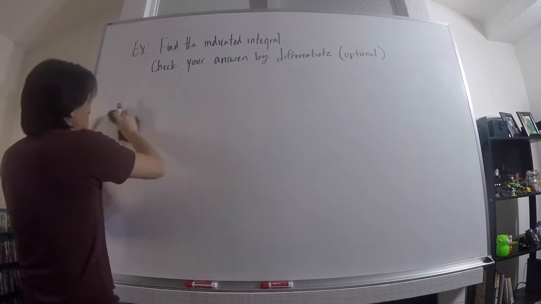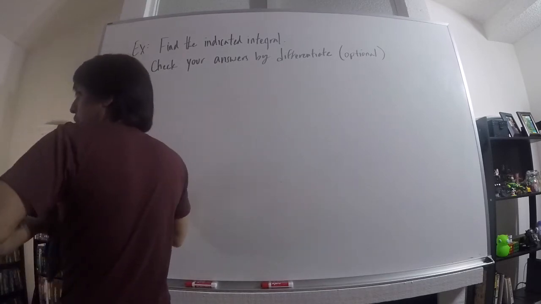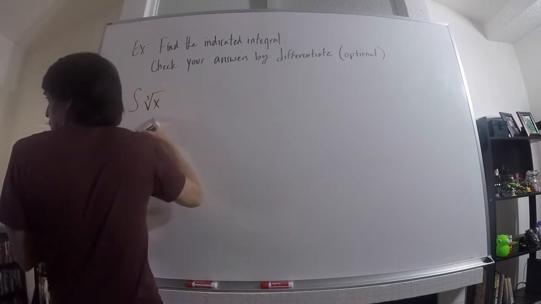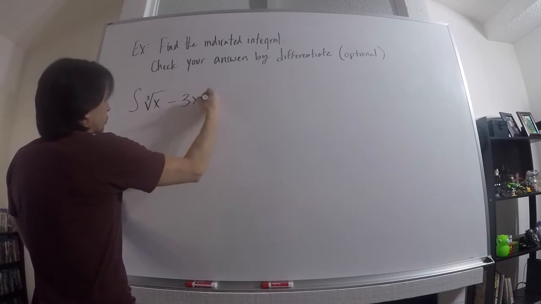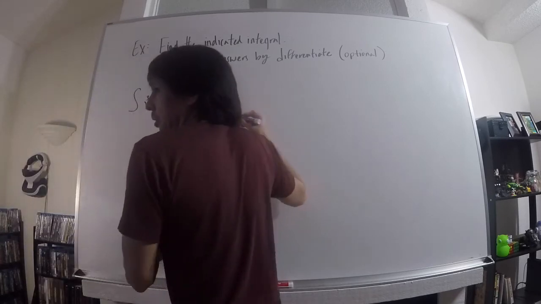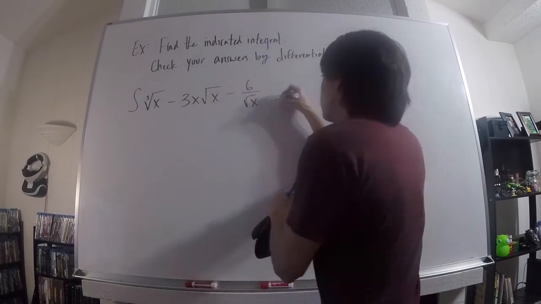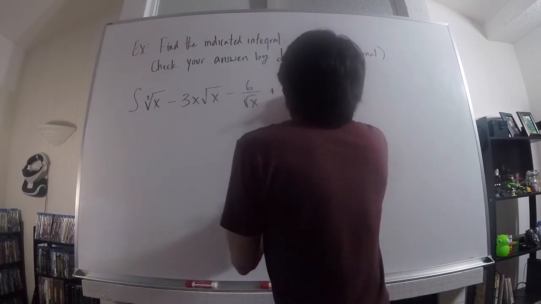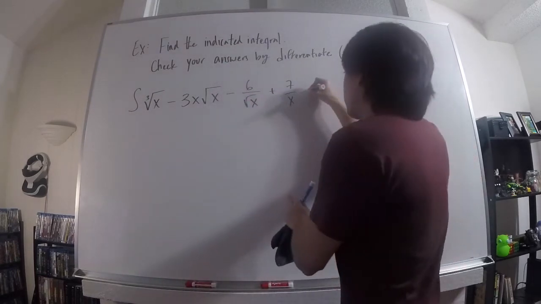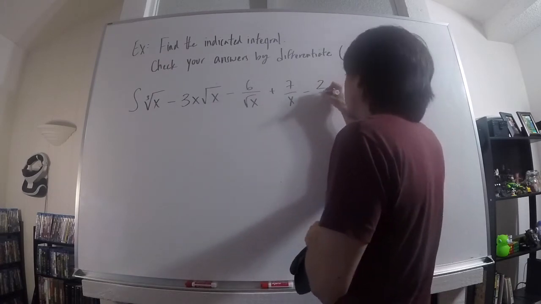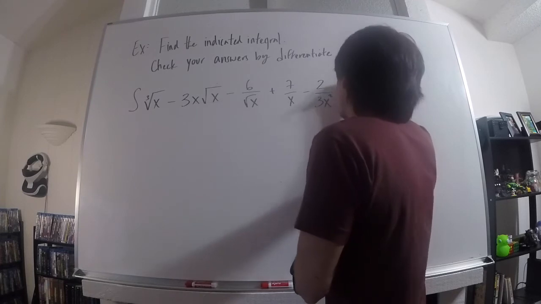So that was your basic power rule. Nice whole number powers. This one not so nice. I'm going to be doing the integral of cube root of x minus 3x square root of x minus 6 over the square root of x. A lot of radicals in this one. And a lot of x's, powers of x in the denominator of expressions. Plus 7 over x minus 2 over 3 x squared dx.